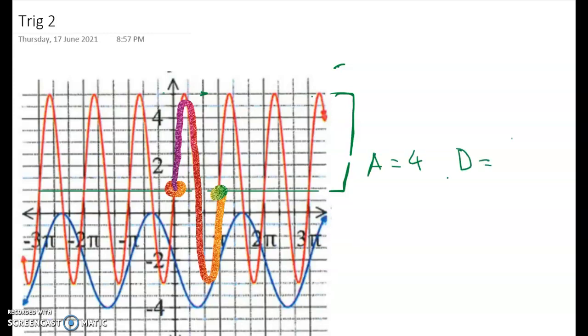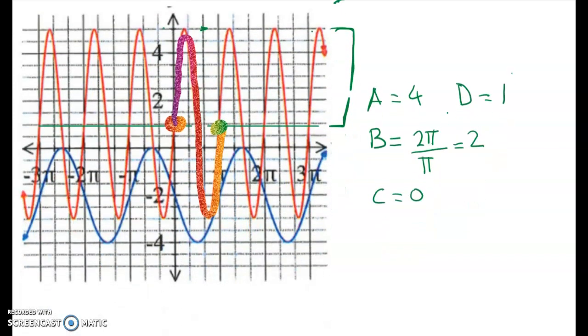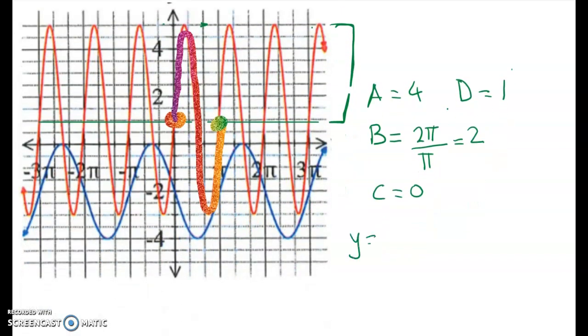D, the vertical shift is 1. And now we've got to work out what the horizontal stretch is. Well, the normal period is 2 pi, but my period here is only 2. So I'm squishing everything up by a factor of 2. And happily, I've got no horizontal stretch. So that means my equation is y is equal to 4 sine 2x plus 1 instead of x plus 1. So that's the red one done.